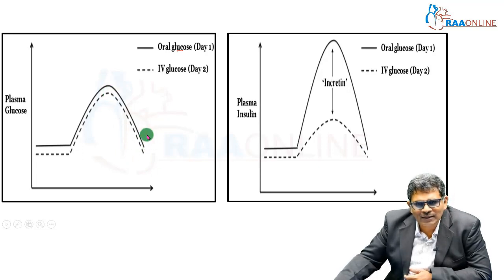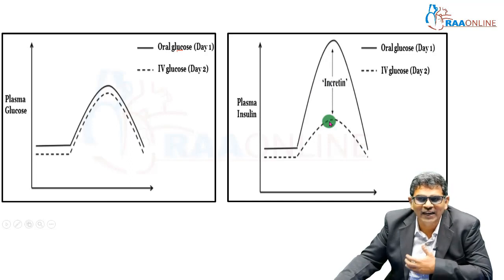In this model, they added another question: is there any difference between the amount of insulin secreted when glucose is given by the oral route or by the intravenous route? When they looked, the amount of insulin released with the oral route was much higher than when the same glucose was given intravenously, which we call the incretin axis.